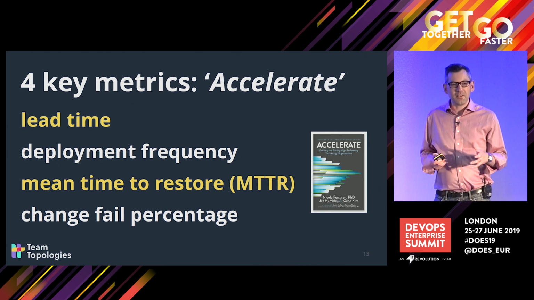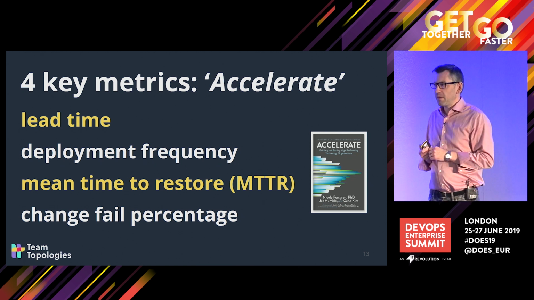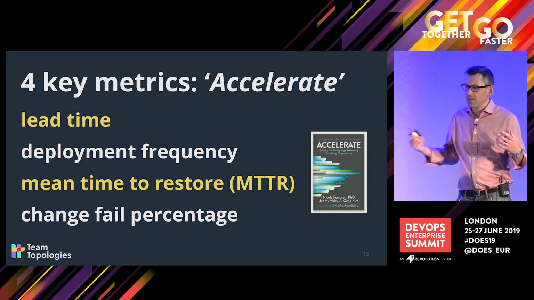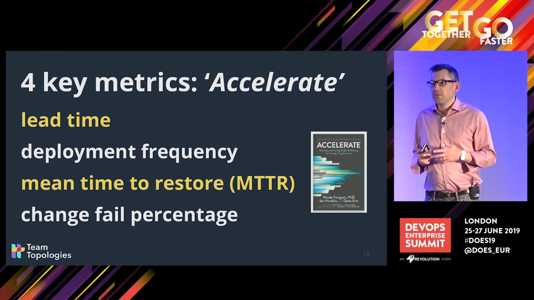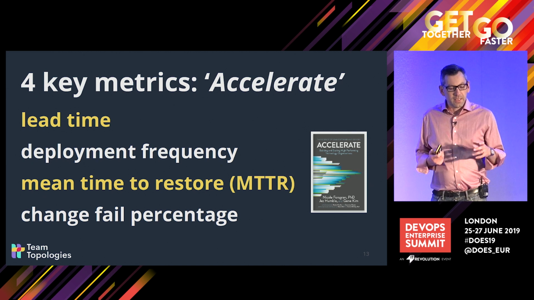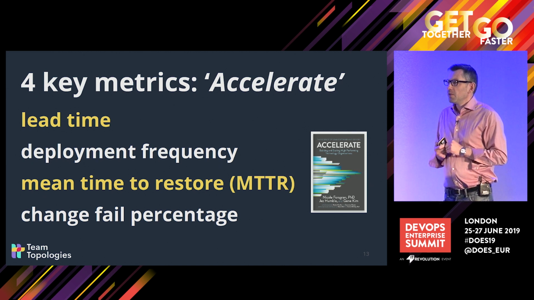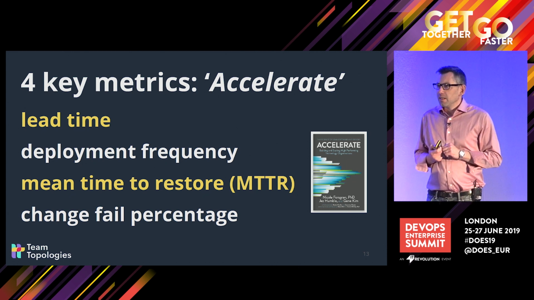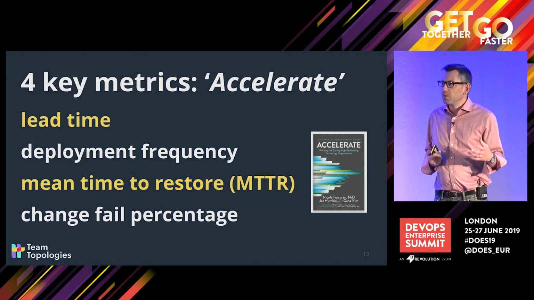These are the 4 key metrics from the Accelerate book, based on 5 years' worth of State of DevOps reports and assessment from many thousands of companies around the world. These are the 4 key metrics that are strongly indicative of high organizational performance: lead time, deployment frequency, mean time to restore, and change fail percentage. The problem is if the software which we're working with does not fit in our heads, these things are going to be very difficult to improve upon.